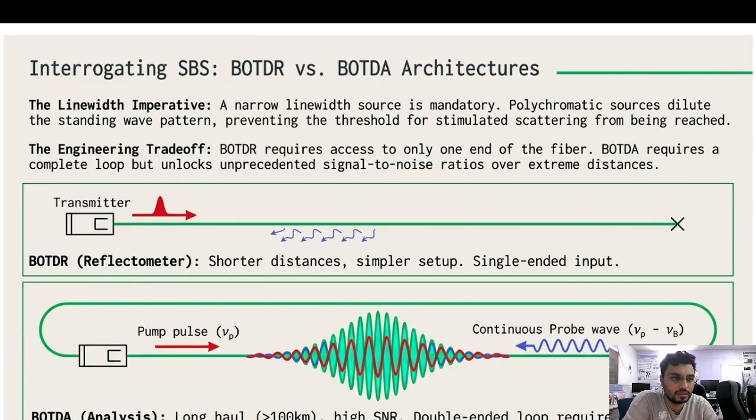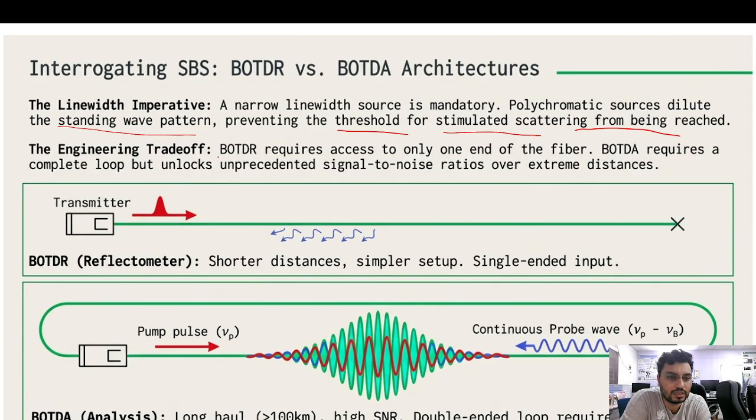Moving towards the next thing, which is interrogating SBS, BOTDR versus BOTDA architectures. So the line width imperative: a narrow line width source is mandatory. Polychromatic sources dilute the standing wave pattern, preventing the threshold for stimulated scattering from being reached. And the next thing is the trade-off.